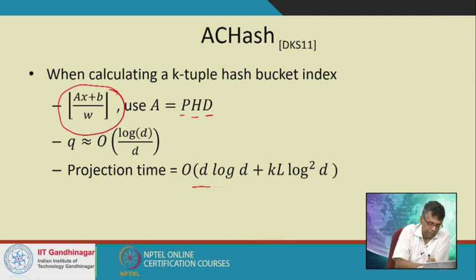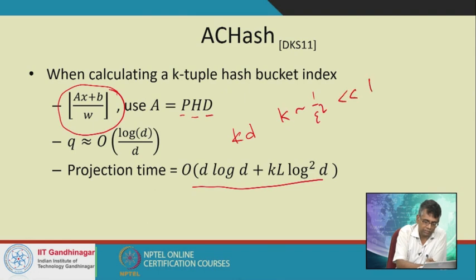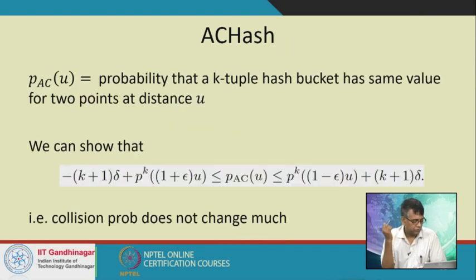Now the projection time: when A was Gaussian, the projection time was kd, and now the projection time becomes d log d plus k log squared d, exactly the FJLT construction. So the projection time technically has improved, because k is 1 by epsilon squared, and so it is potentially much less than log d for all practical values of d and epsilon. But that is not enough.